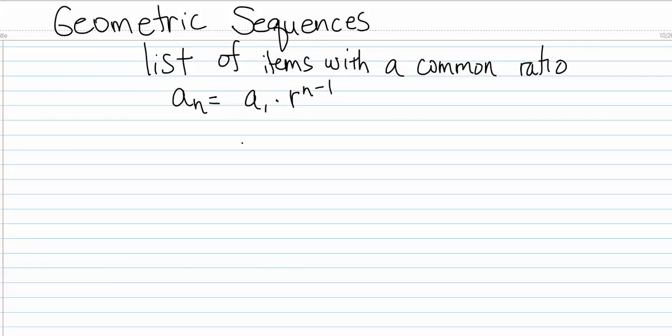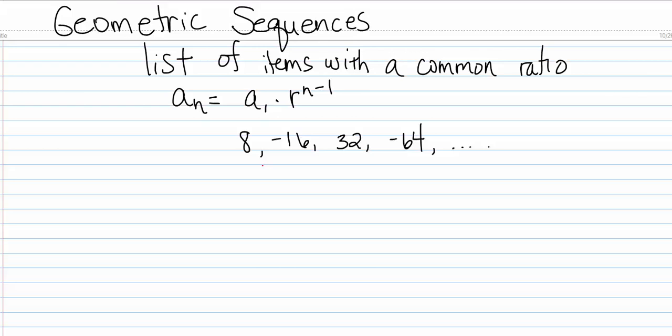What if we started with a list of numbers? And we wanted to find out, let's say we want to find out the common ratio. There's a couple ways you could do that. Probably the easiest way, though, would be to take the second number in the list, divide it by the first. Then I would make sure that if I took the third and divided it by the second, and the fourth and divided it by the third, that I would get the same amount each time.